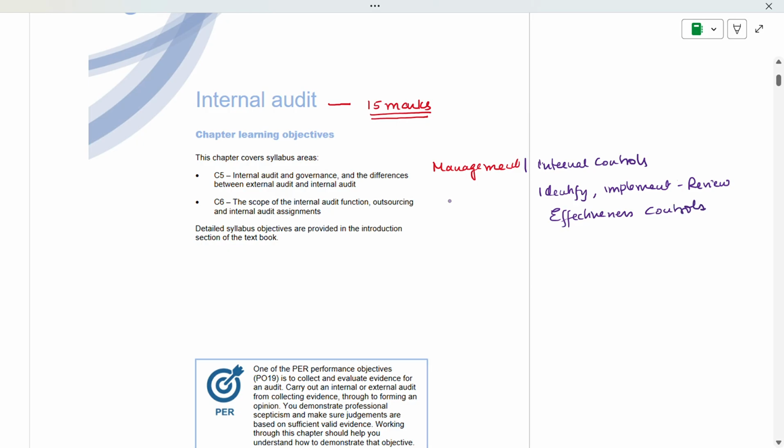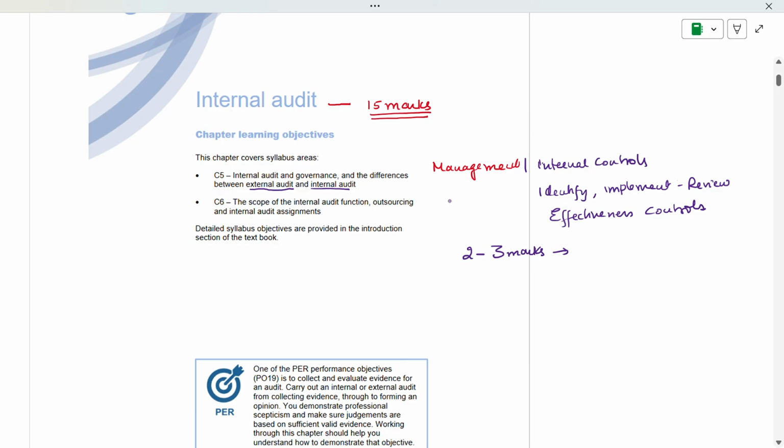Now we should also know, they will ask you a 3 marks question. Write this down, keep it on record. I am telling you this. They will ask the difference between an external audit and internal audit, 2 to 3 marks.